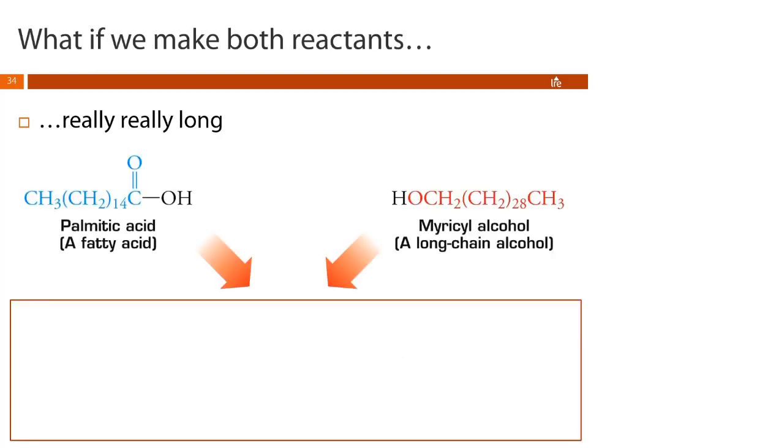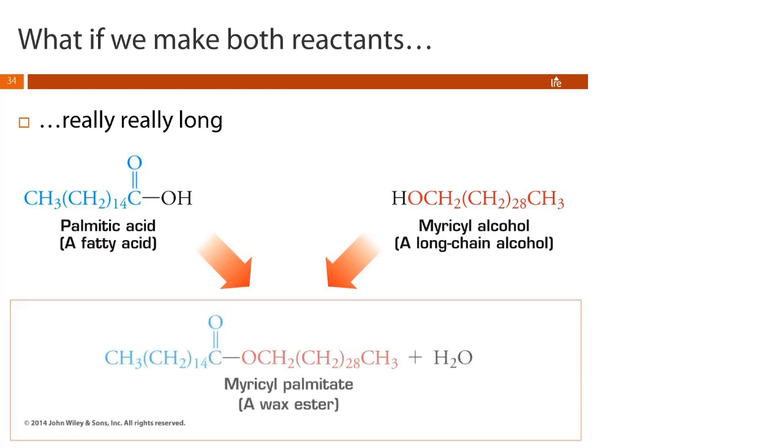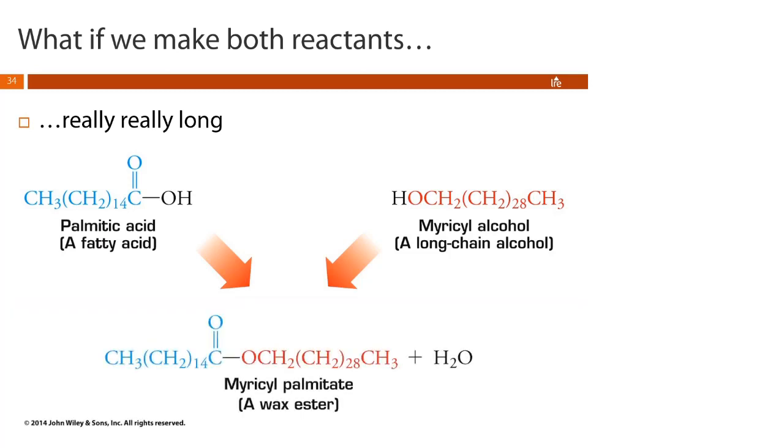While we're talking about esters, what if we made both reactants really long? What if we started with a really long fatty acid, so a really long carboxylic acid, and a long chain alcohol? We're going to do the same reaction, reacting them together under acidic conditions, and we're still going to produce an ester, but a very specific type of ester, and that is a wax ester.